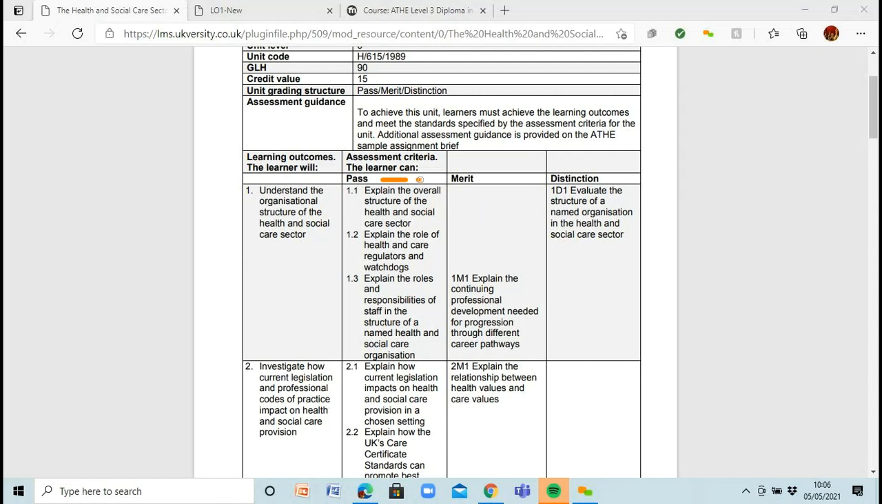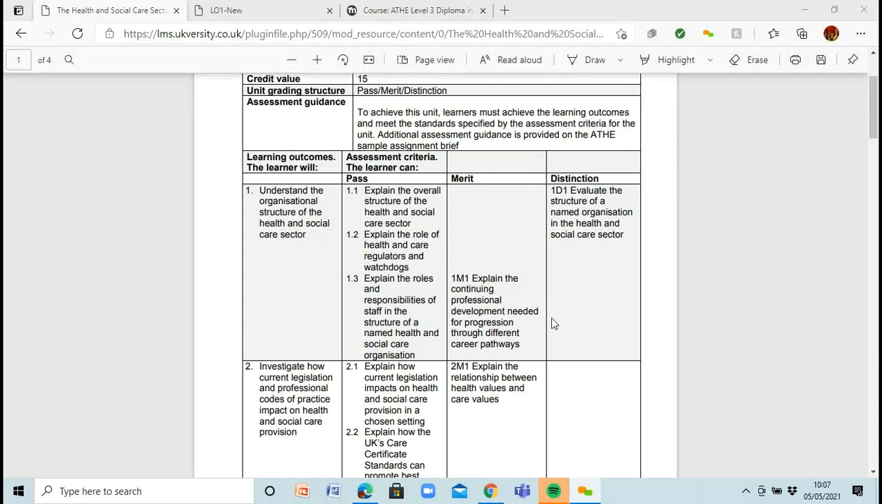If you want to go for the merit, you're going to do all of your pass and all of your merits. And if you want to do your distinction, you have to do all of your passes, all of your merits, and all of your distinctions. Now you'll notice that not every section has a merit or not every section has a distinction. So if there's not one there, that's fantastic. It means a little bit less work for you.